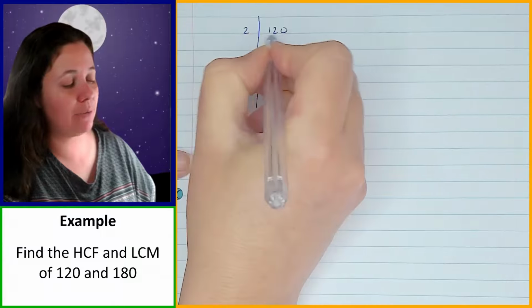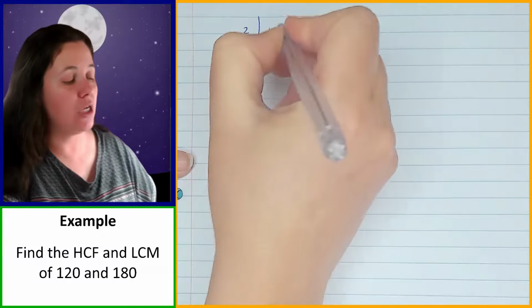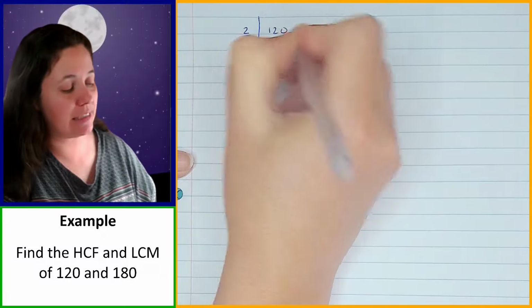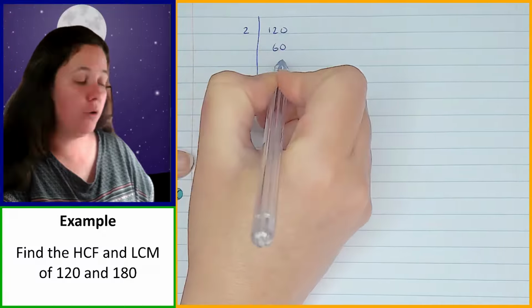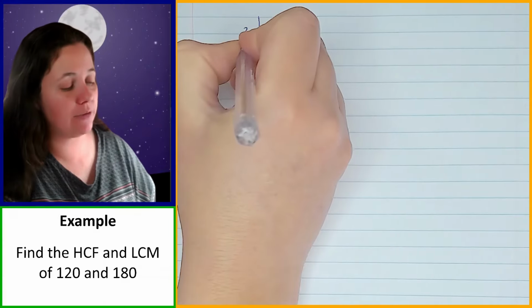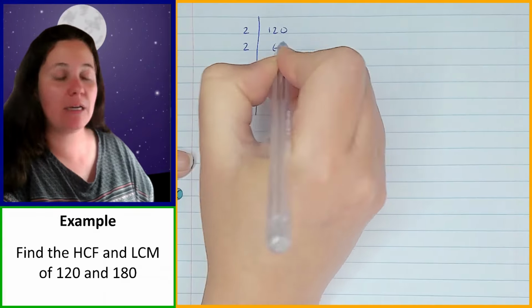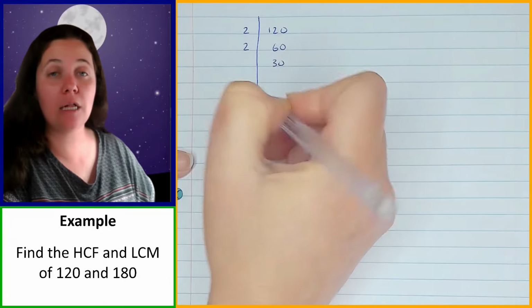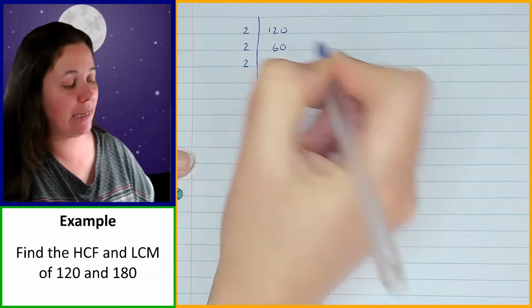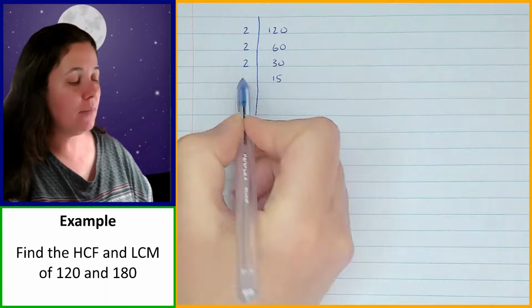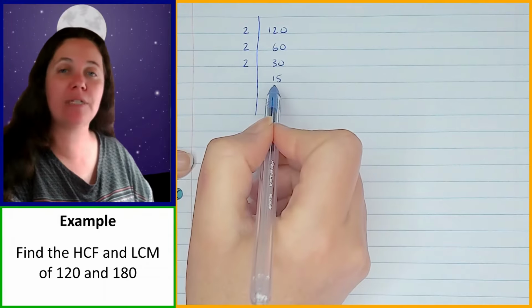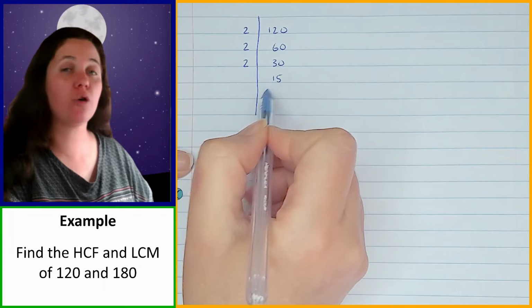Now I can divide by 2 because this is an even number. So 120 divided by 2 is 60. I can still divide by 2 because it is still an even number, so I'm going to divide by 2 again. 60 divided by 2 is 30. That is still an even number, so I'm going to divide by 2 again, and that gives me 15. Now I can't divide by 2 again because 15 is not an even number. So now I'm going to go on to the next prime number.